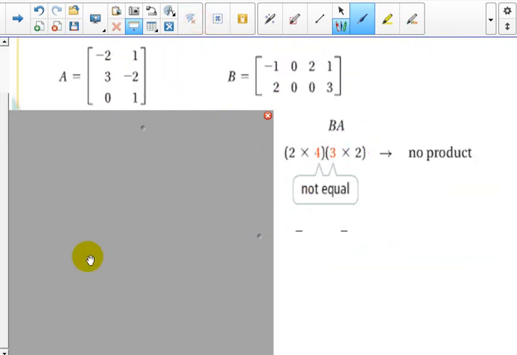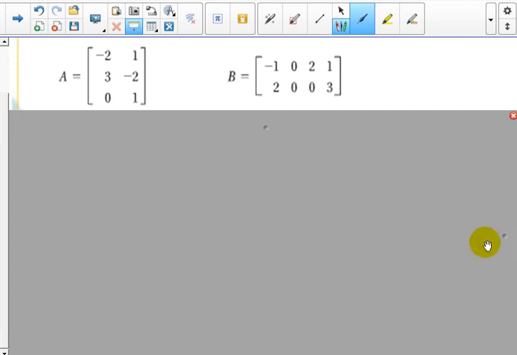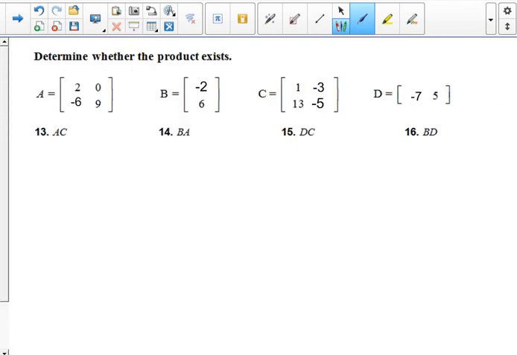Any questions over that? Let's look at your homework again. And the last ones you're going to work are 13, 14, 15, and 16. So my best advice is to go above these and write what they are. This is a 2 by 2. This is a 2 by 1. This is a 2 by 2, and this is a 1 by 2.